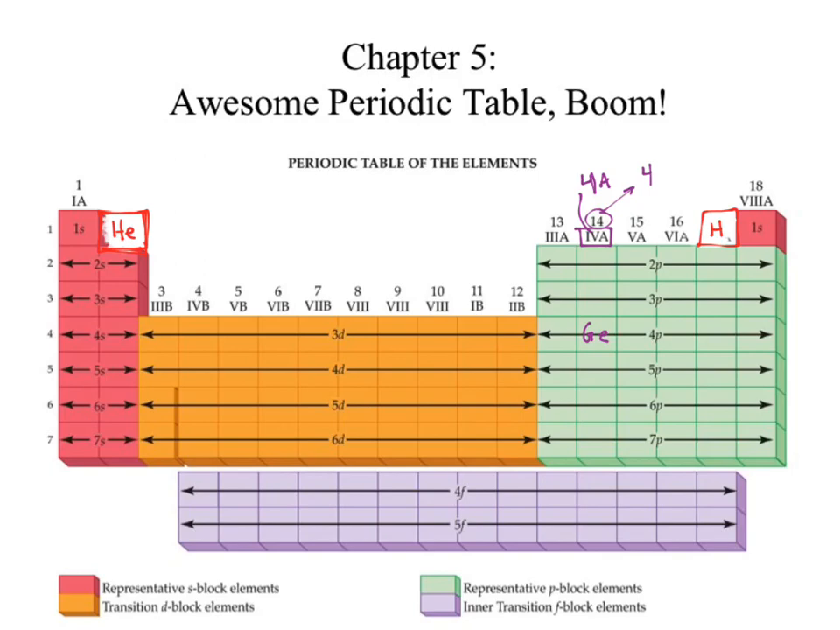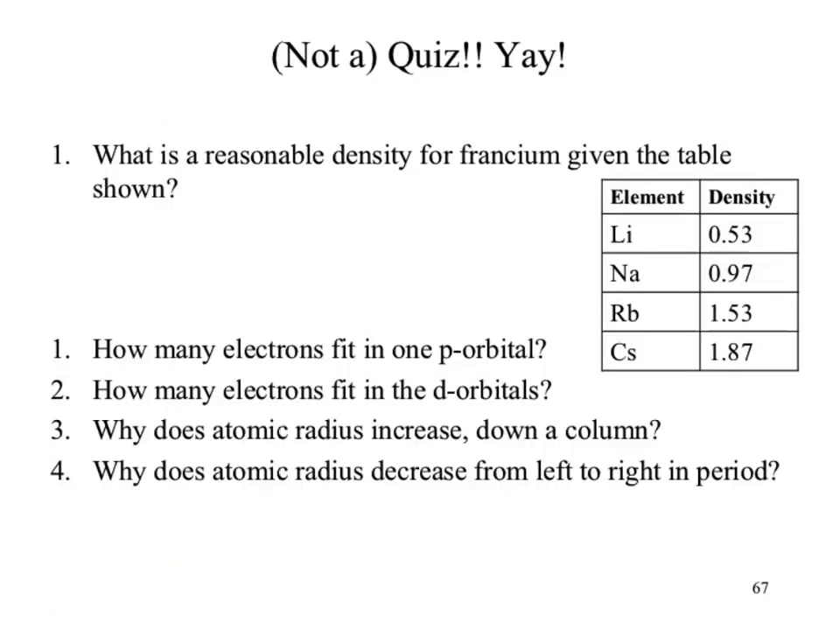Okay? Kind of, sort of? Good enough. Not a quiz, because we don't have enough time. So, reasonable density for francium given the elemental table shown. What would we do? Okay. We need to figure out the symbol for francium. Where is francium? It's Fr. It's at the bottom under all of those.